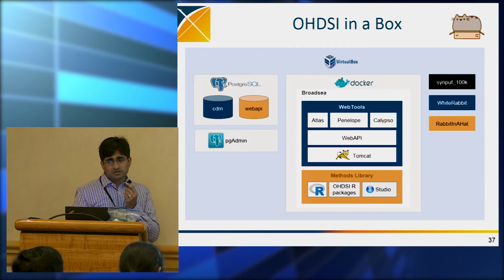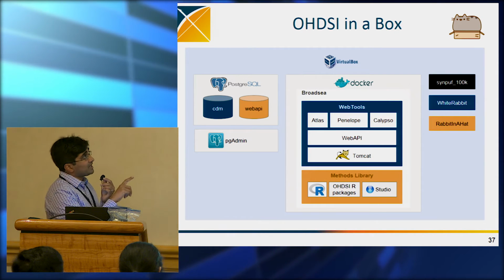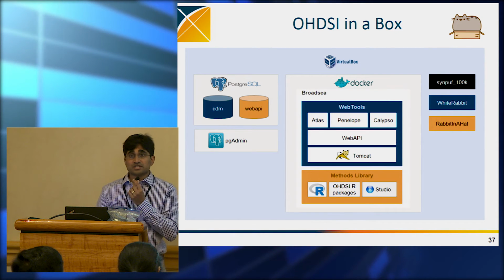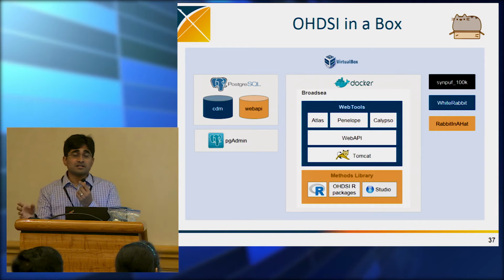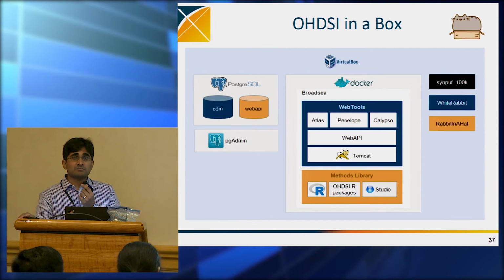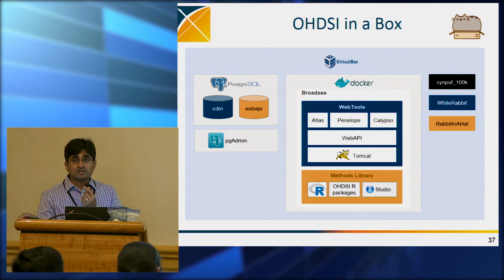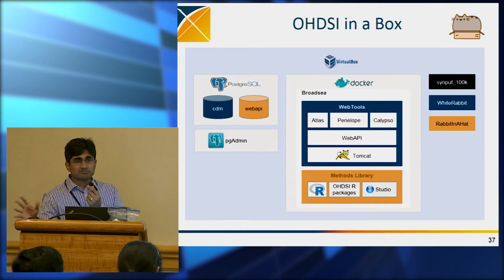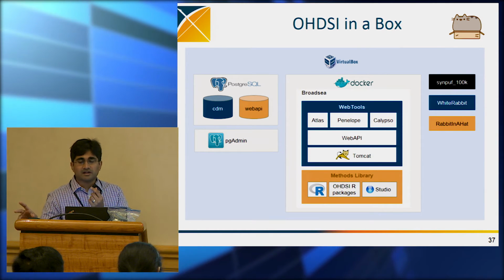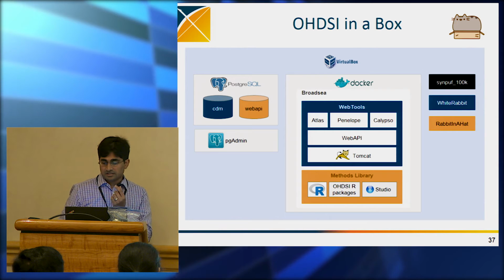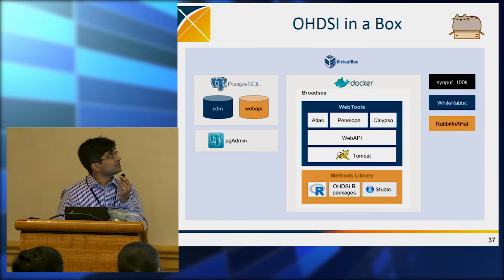And one thing to note, the data set that we have is SimPuff 1%. So we took synthetic data from CMS claims, 1% of them, and that was about 110,000 patients. And so that's the population you're working with.